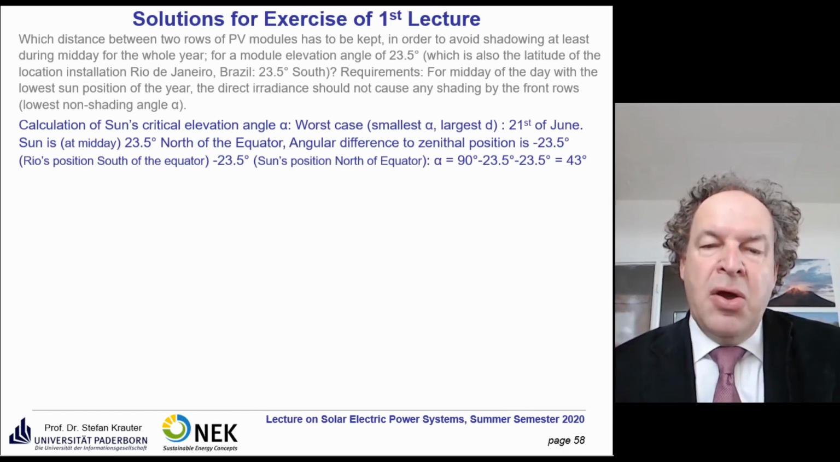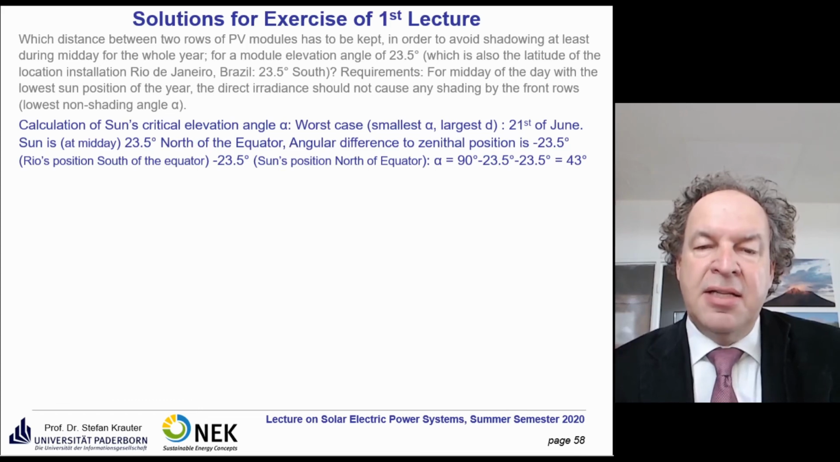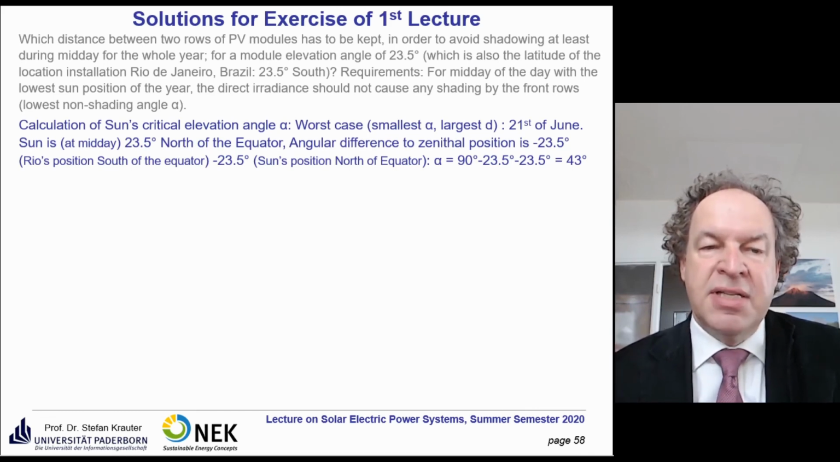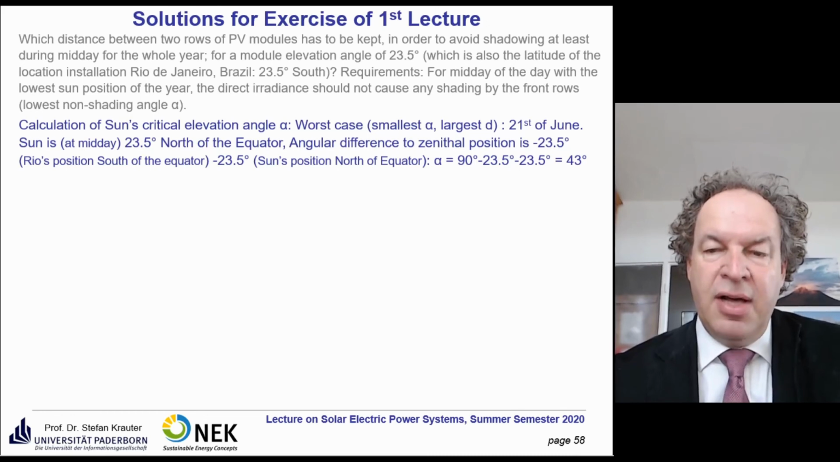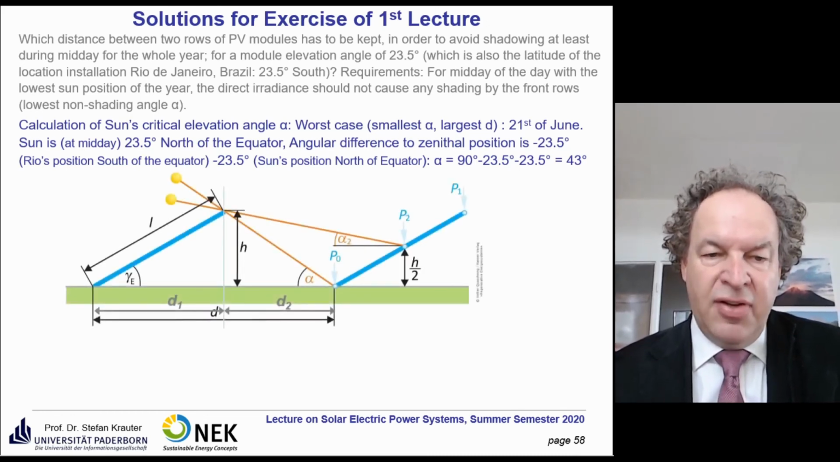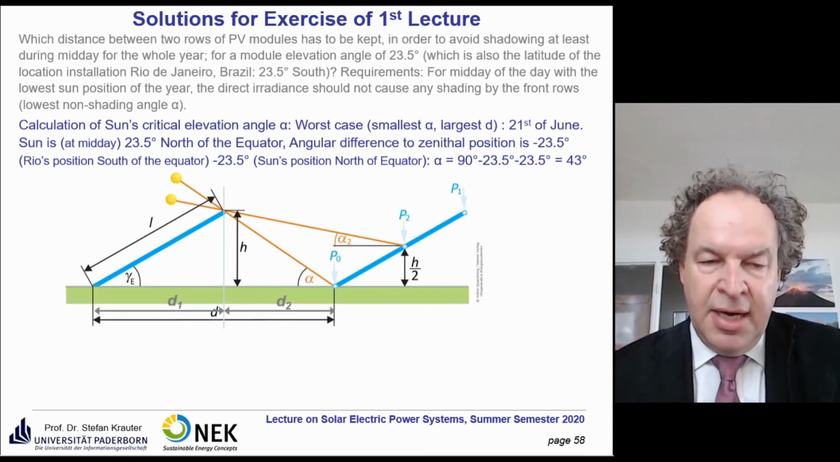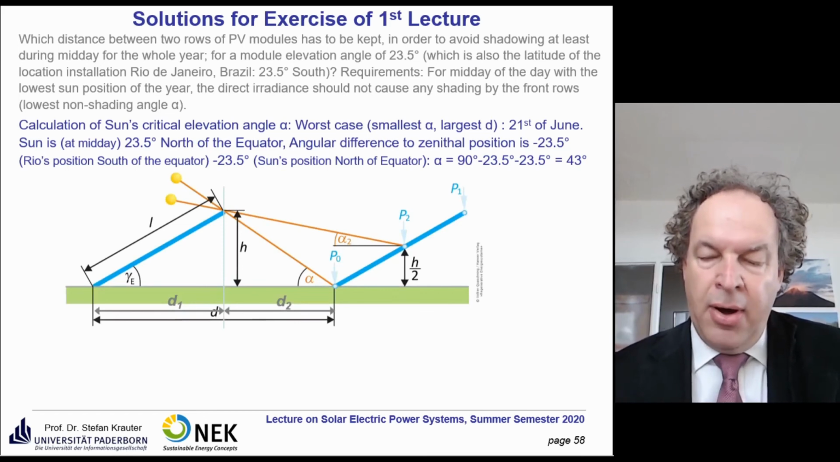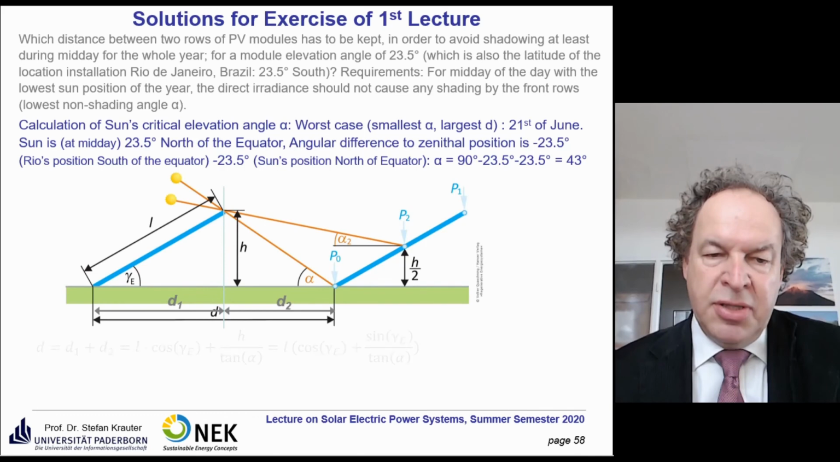And we have then 90 degrees minus 23.5 degrees minus 23.5 degrees, and that's 43 degrees. So our alpha is 43 degrees. So you see this alpha here in brown color. So this is our angle. So we put in the numbers here.